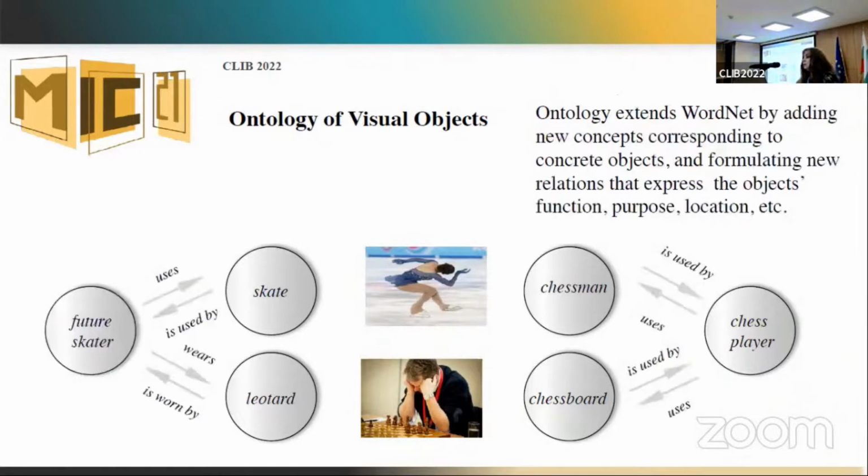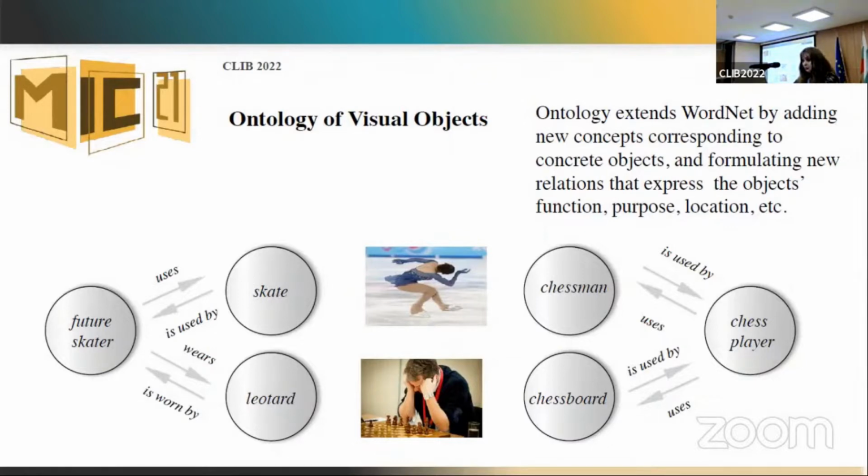But there are also many objects which have to be described but are not present in WordNet. Our ontology, which at the end resulted in approximately 900 labels, 900 concepts, has half of the concepts present in WordNet and half of them not. In other words, the ontology extends WordNet by adding new concepts corresponding to concrete objects and formulating new relations that express the object's function, purpose, and location.